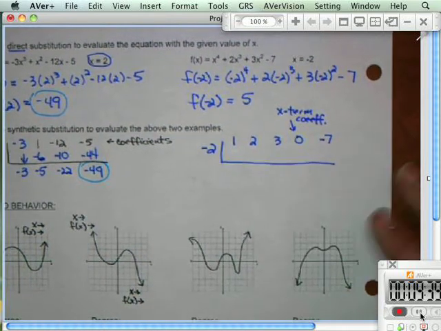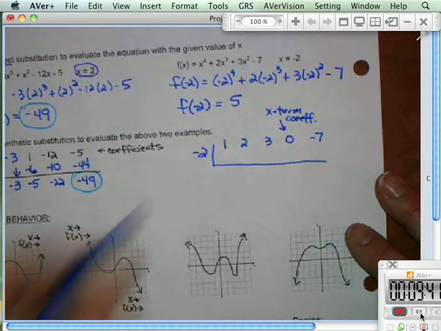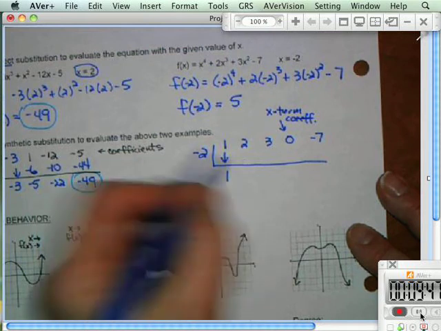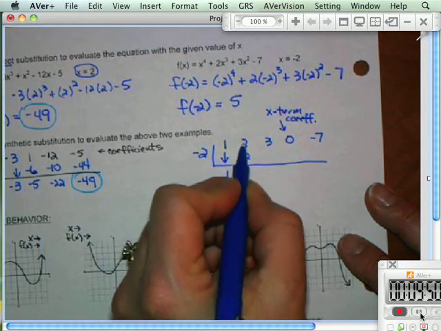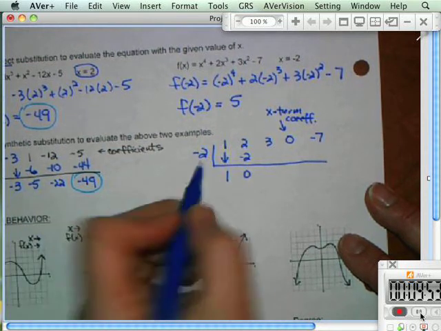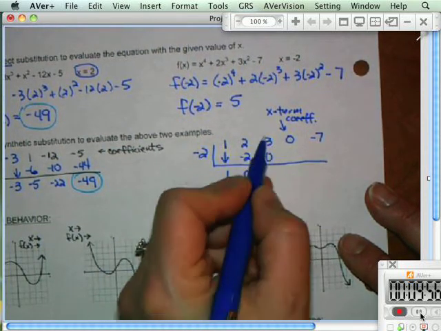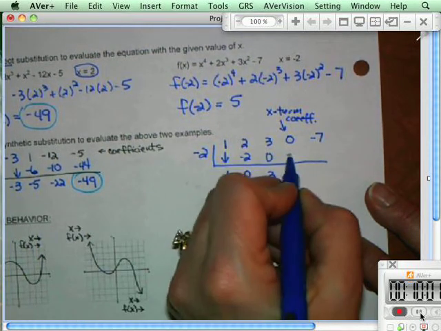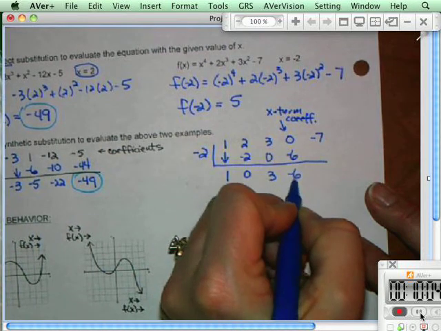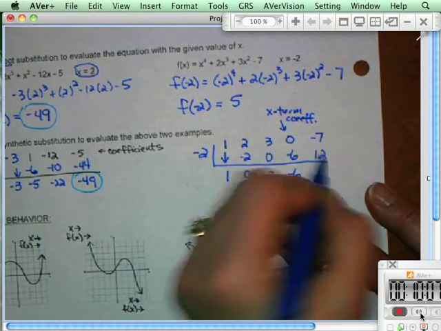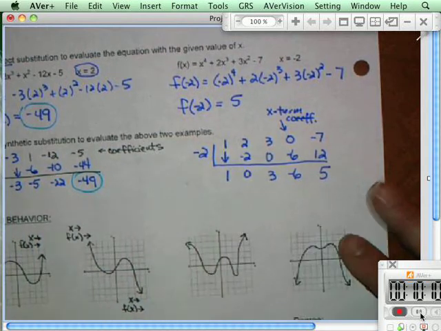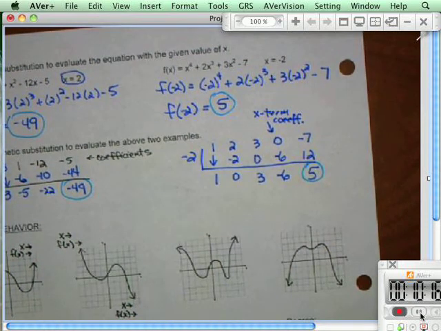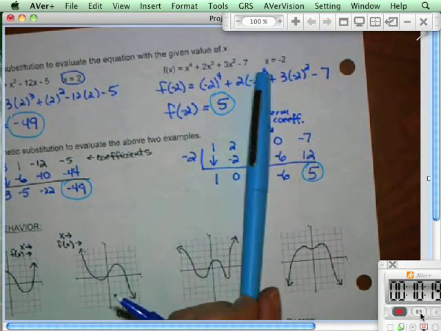Okay? Now I'm ready to begin the synthetic substitution. So you just bring down the first number, place that there. Negative 2 times 1 is negative 2. 2 plus negative 2 is 0. Negative 2 times 0 is 0. 3 plus 0 is 3. Negative 2 times 3 is negative 6, and that goes here. Add down. Negative 2 times negative 6 is 12. Add down. Look at that. Would you look at that? So there we go. Again, synthetic substitution to evaluate this function when x is negative 2.